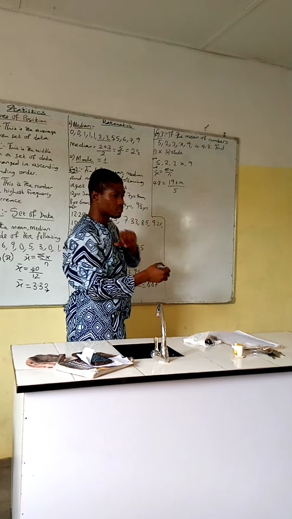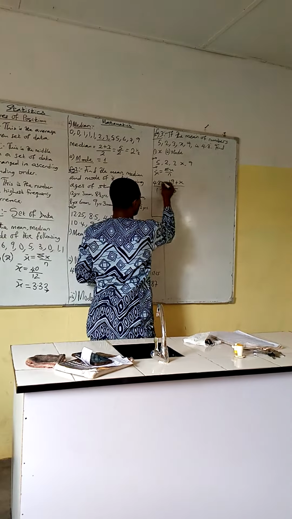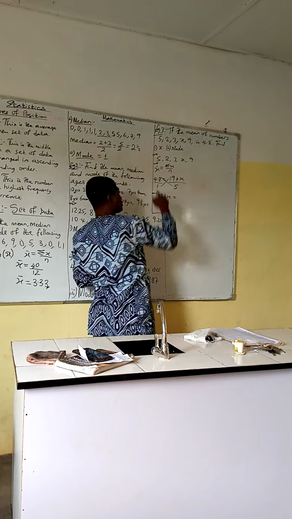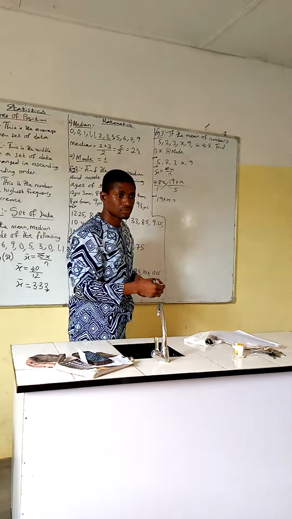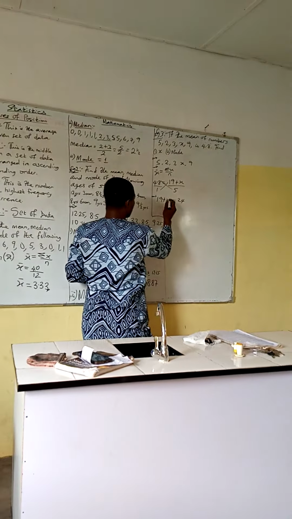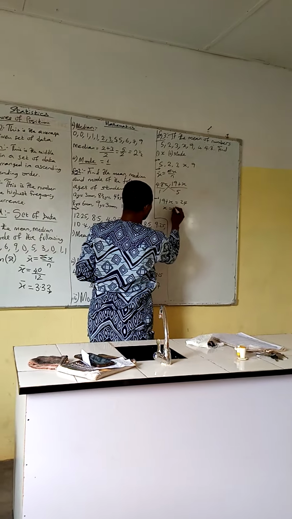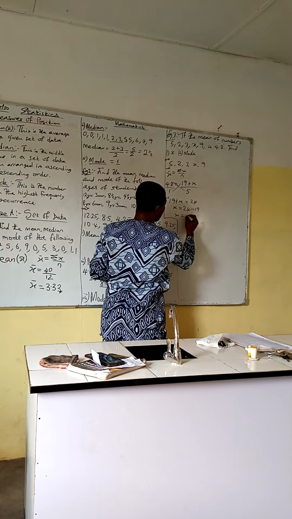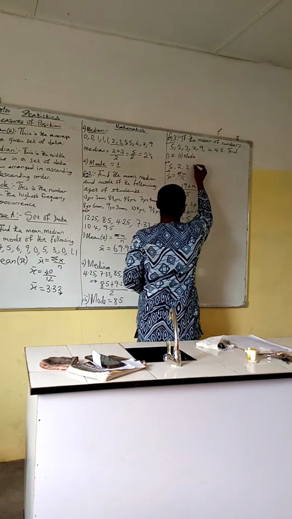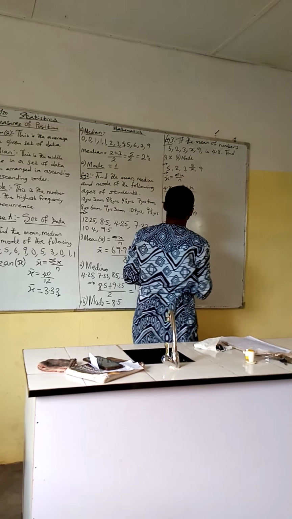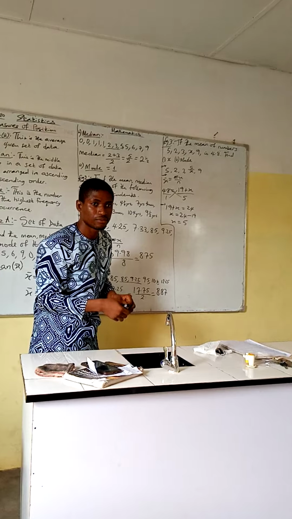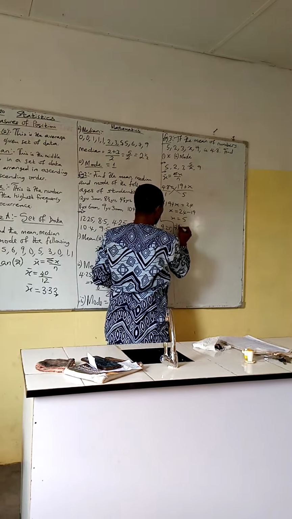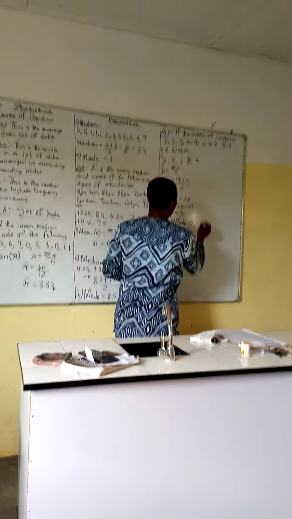So, cross multiply: 19 plus x equals 5 times 4.8, which gives us 24. Collect like terms: x equals 24, and 19 comes across and becomes minus 19. Our x value is 5. So with my 5 here, what's the mode of those values? 5, because 5 has the highest number of occurrence. So our mode equals 5.